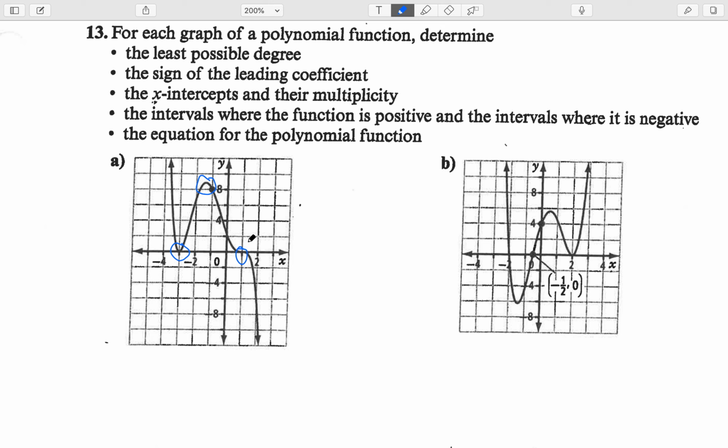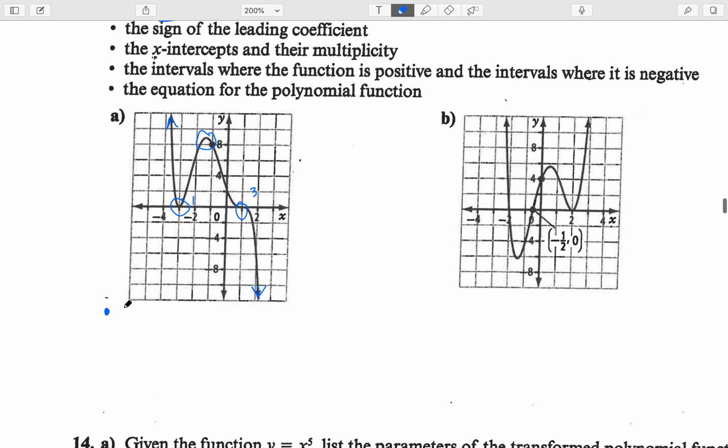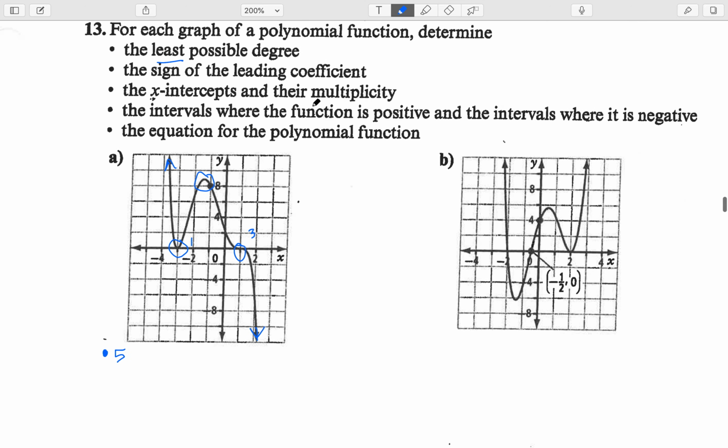There's probably a triple root here and a single root there. It's probably degree 4. It can't be 4. Why not? Because they're in opposite directions. So it's got to be at least 5. How do you know that? Well, because I know it's got to be odd. So the least possible might be 5, might be 7, you never know, but it can't be even. So I know it's got to be at least degree 5. Sign of the leading coefficient: look at the right-hand side, negative.